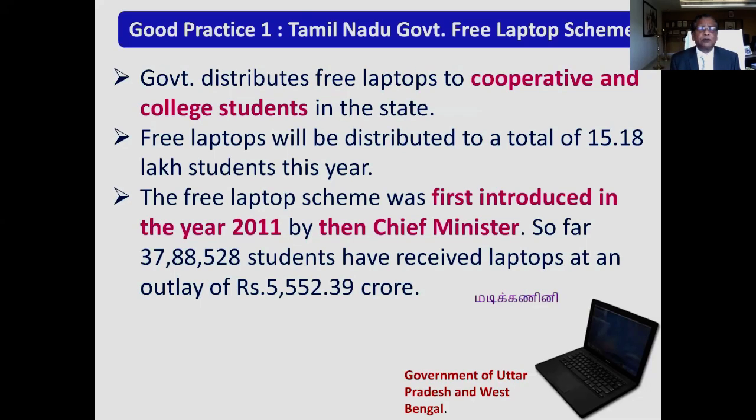They have the possibility of getting a fee reduction, and also the dream material like a laptop, which is not possible for the common man. For his son or daughter, they are able to get it. That is responsible for the betterment of education. The governments of Uttar Pradesh and West Bengal also introduced the free laptop scheme.